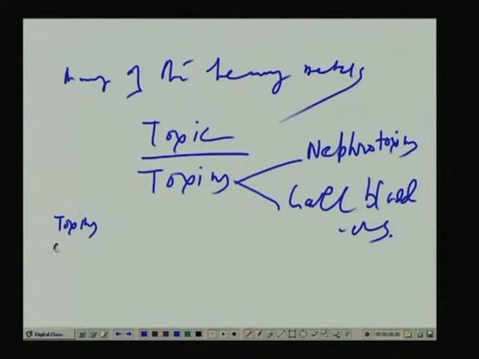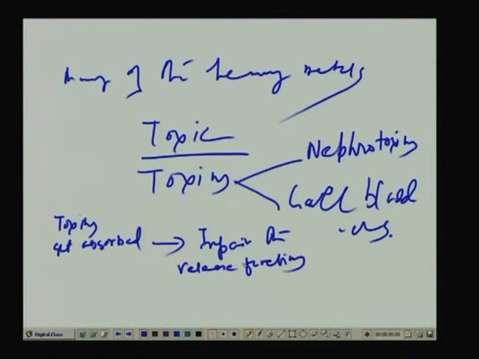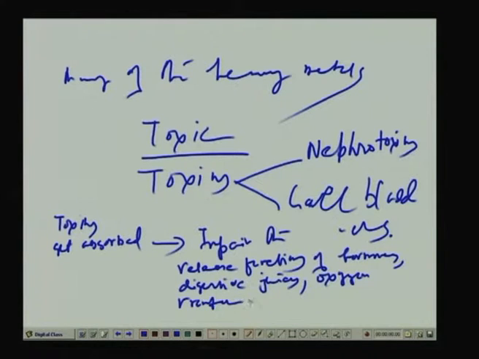The heavy metal toxins get absorbed, and impair the release functions of hormones, then digestive juices, impair oxygen transfer, then CO2 release. The toxins get absorbed, and as they get absorbed, they impair the release functions of the hormones.